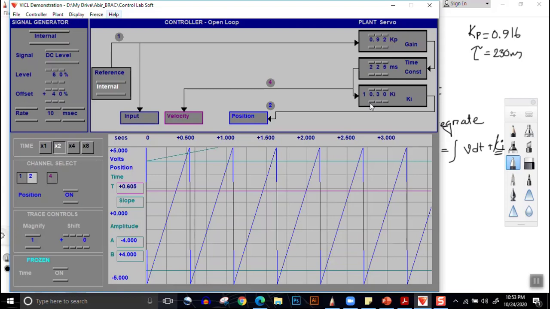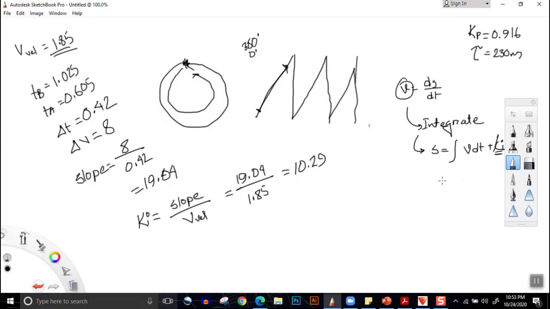One thing to be noted: you'll be changing this in your experiments. I'm just using the value as it is, but in your report, this value will change according to your student ID. So we have found the integrator gain, and we can easily verify whether our answer is correct or not, and our answers so far are pretty much correct. Ki is equal to 10.29.